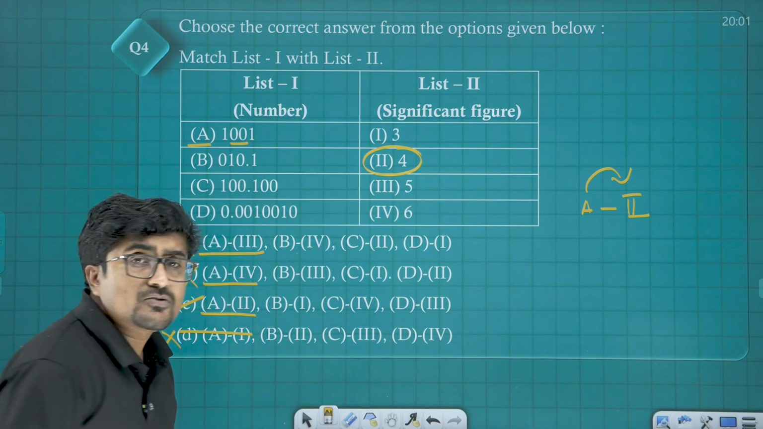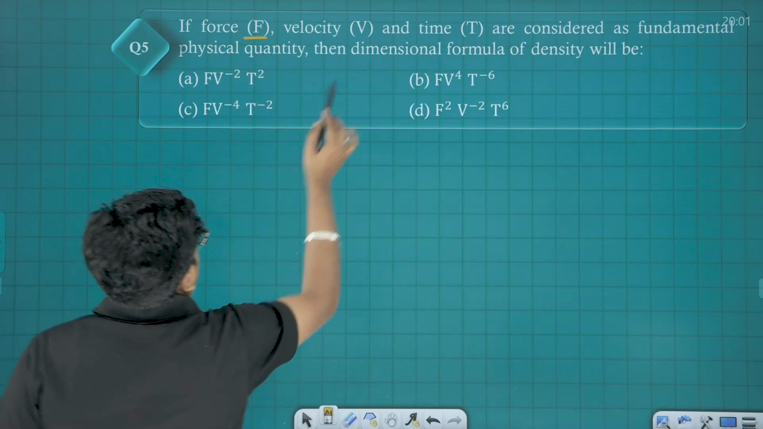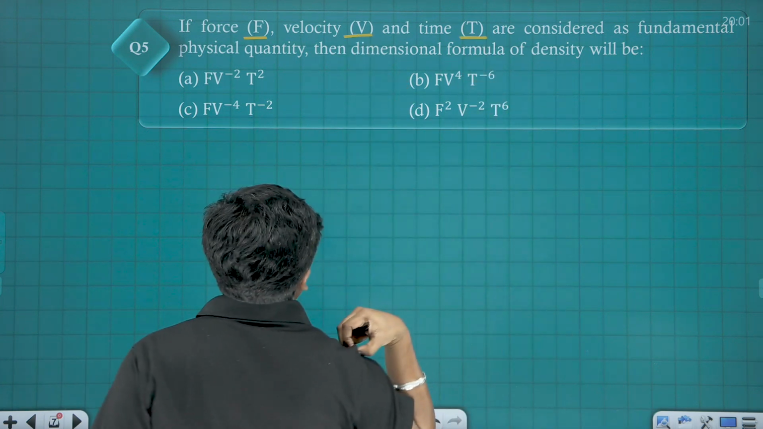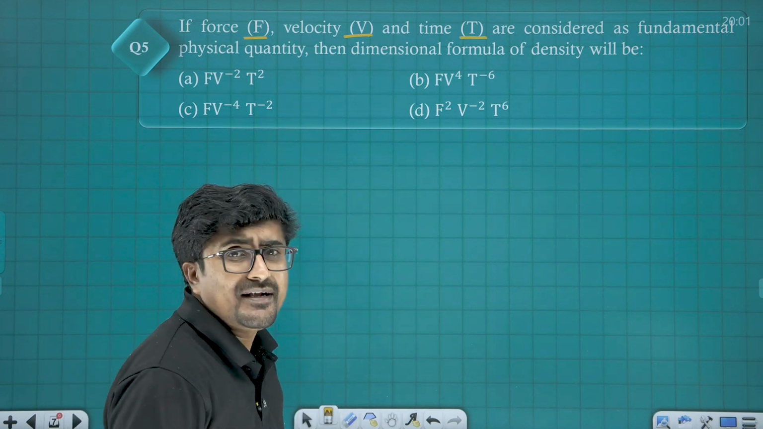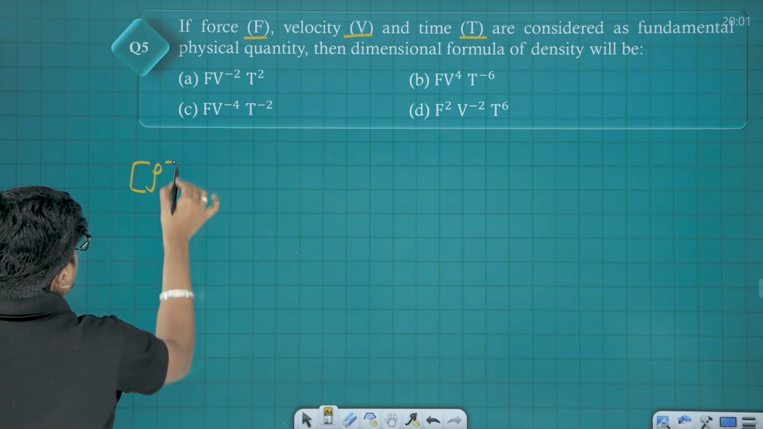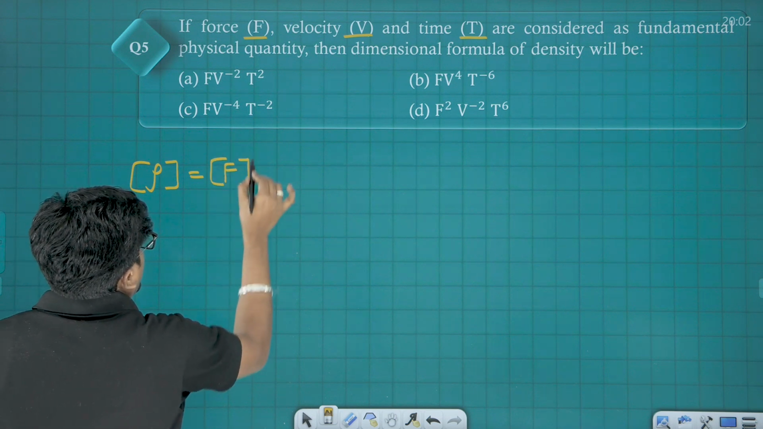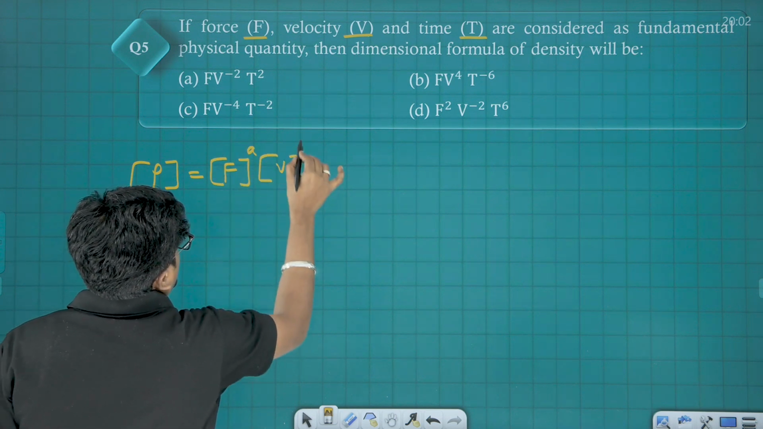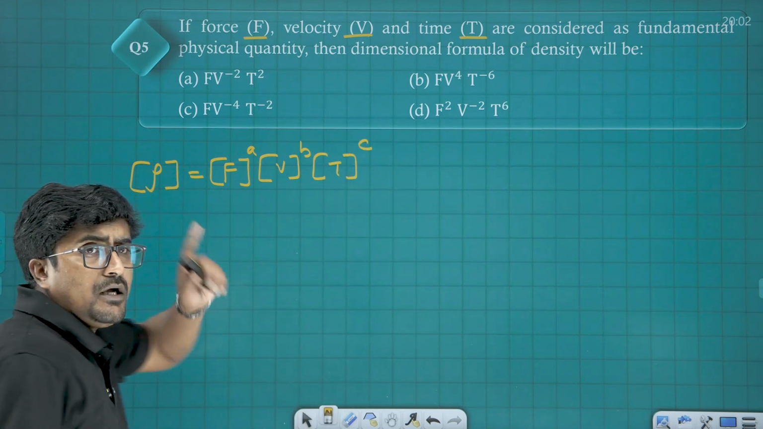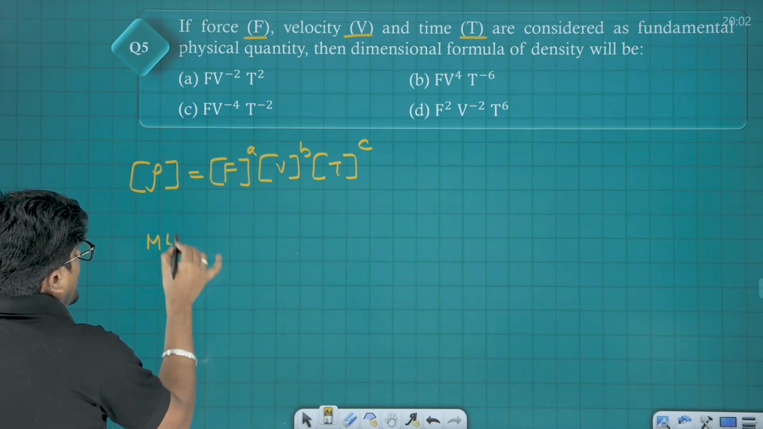All right, next is question number 5. If force capital F, velocity V, time t are considered as fundamental physical quantity, then the dimensional formula for density needs to be. So I would like to write density as rho. So dimensional formula for density rho, I am going to write it as F to power A, all right, V to power B and T to power C. And we all know that rho means density, that is mass by volume. That means here this is M L raised to minus of 3.